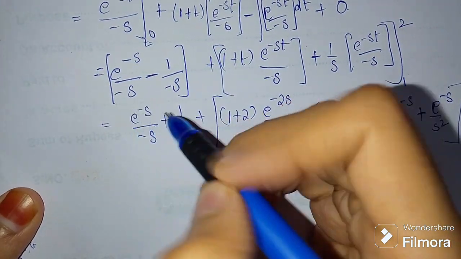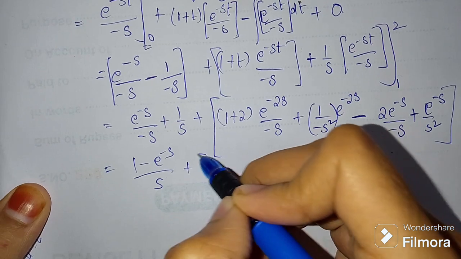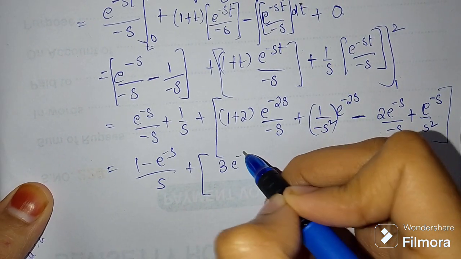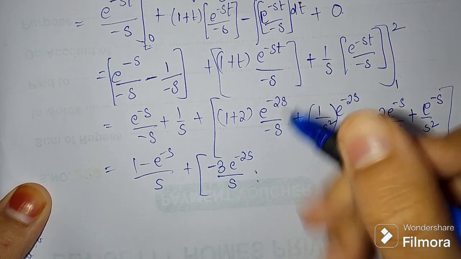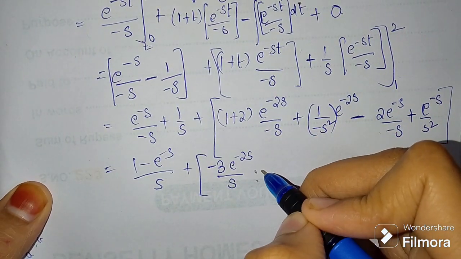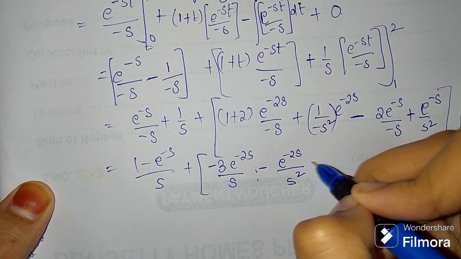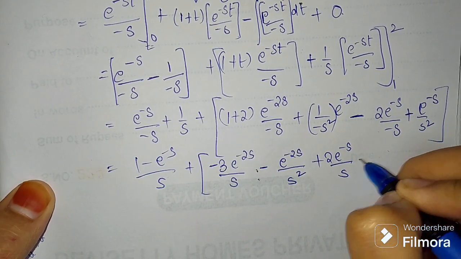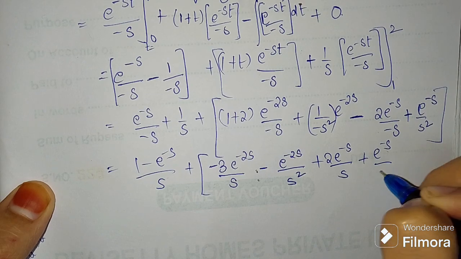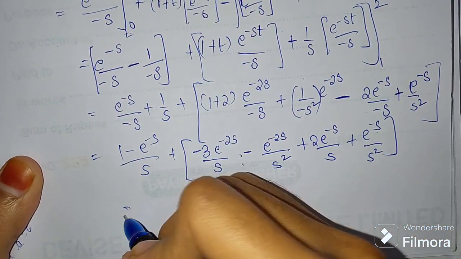So this is 1 minus e power minus s by s, and here you get 3 into e power minus 2s by s minus 3. And again here you get minus e power minus 2s by s square. Here you get plus 2 e power minus s by s, and again you get here plus e power minus s by s. So now all the answer is over. If you want you can write more, that's it.